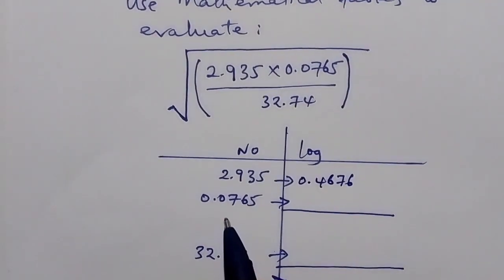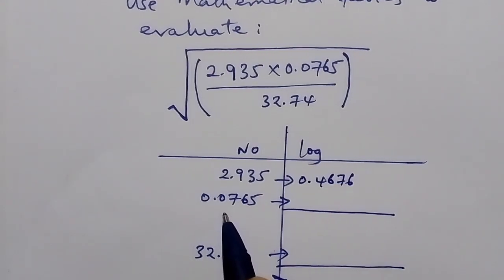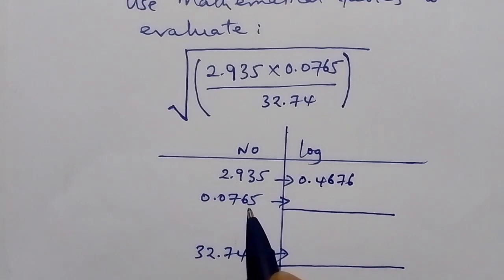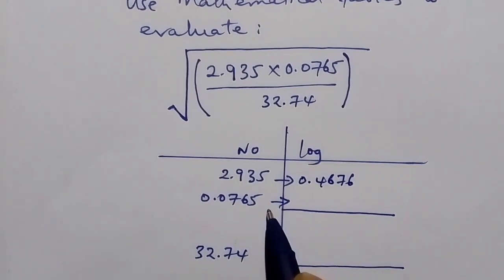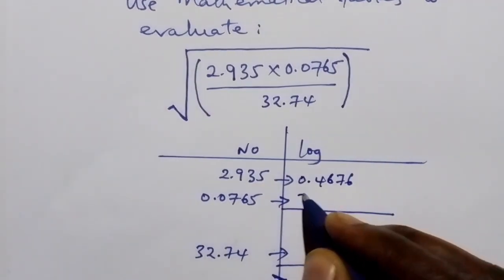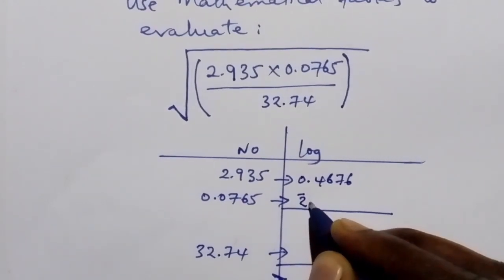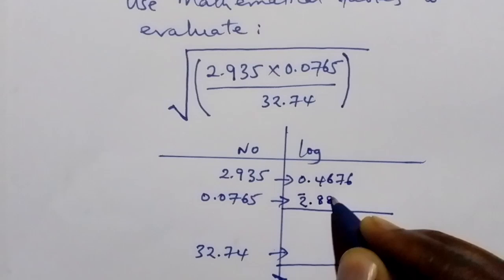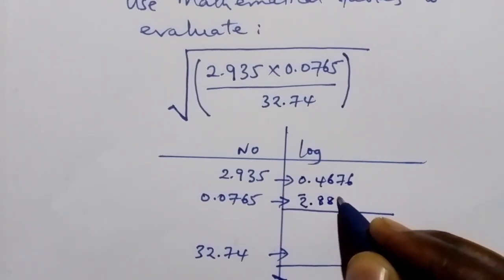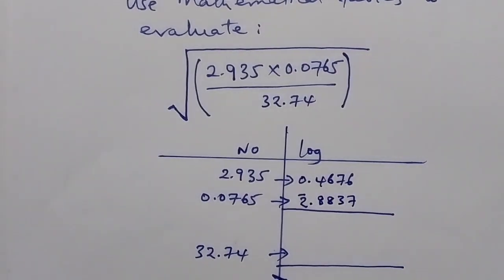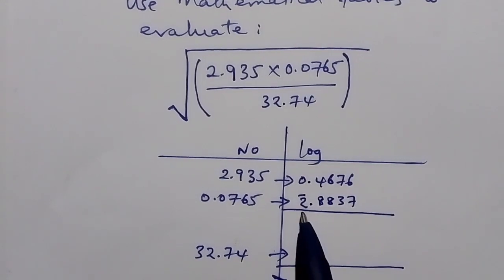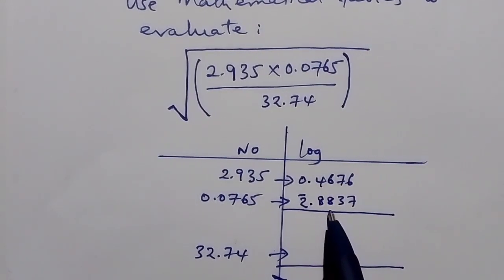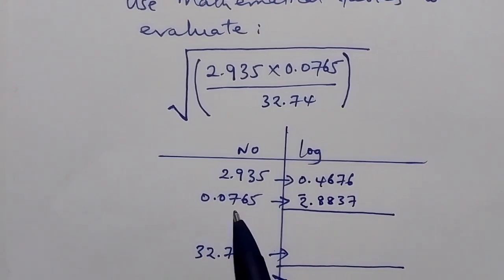The log of 0.0765 from the log table is bar 2.8837. How do we get bar 2.8837?